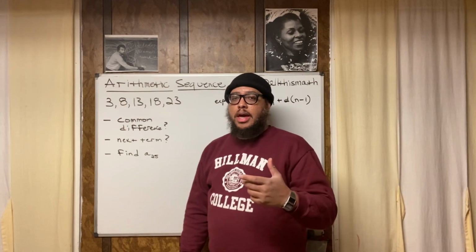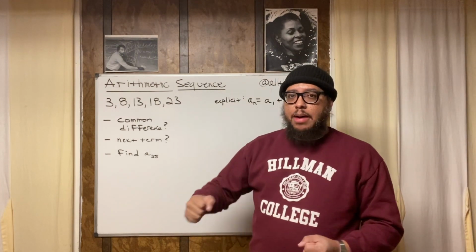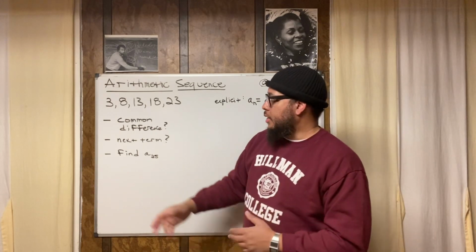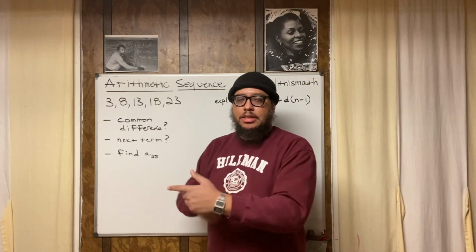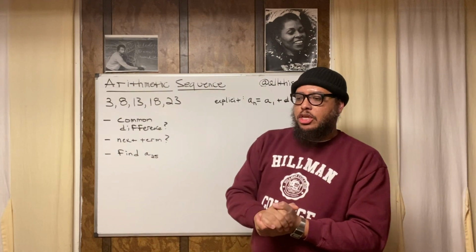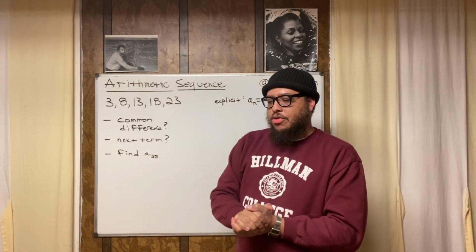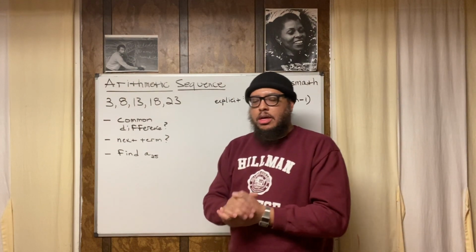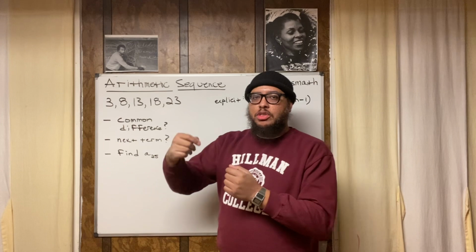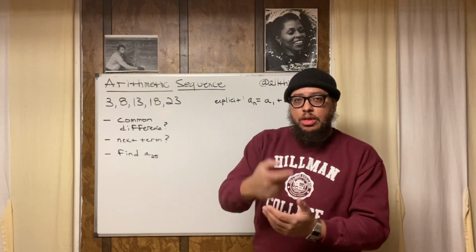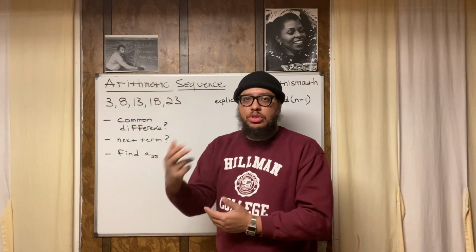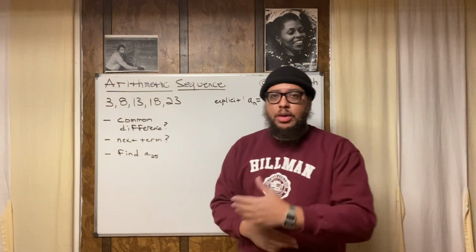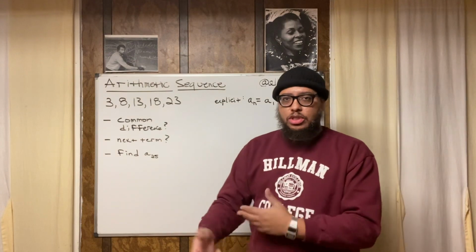Now, with a geometric sequence, you have something called a common ratio. The common ratio is basically a factor that each number gets multiplied by to get to the next one. So you might have a sequence like 3, 6, 12, 24, 48. What's happening? Every number is getting multiplied by 2, or every number is getting doubled. 3 times 2 is 6. 6 times 2 is 12. 12 times 2 is 24. 24 times 2 is 48. 48 times 2 is 96, and so on and so forth, right?